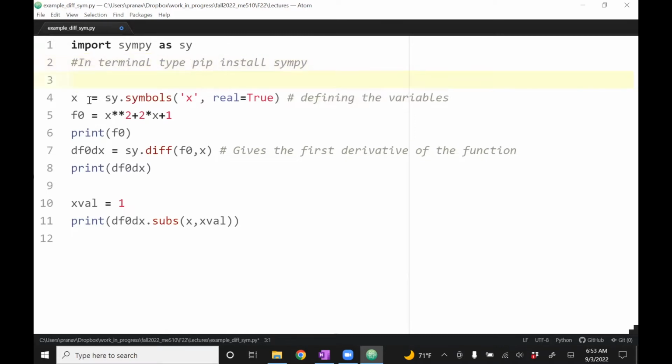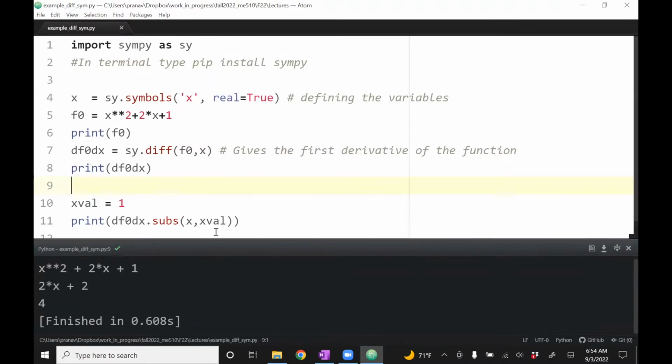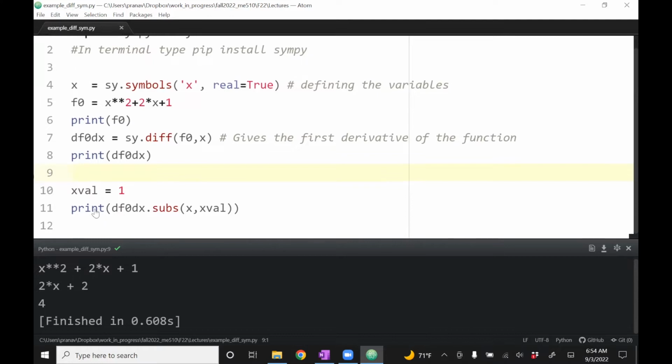So as I said, here we define x as a symbolic variable. We compute f0. Here I'm printing f0 to see what it looks like. Then I compute the derivative. I show you what the derivative looks like. Then I take x value equals 1 and then compute the value of the derivative at x equals 1. Let's run this. Control Shift V. So there are a few things going on. First, it prints f0. Then it computes df0 dx, which is 2x plus 2. You can see that's correct. And then if you put x equals 1, the value is 4. And that's what it prints in the last one. And the answer is 4.